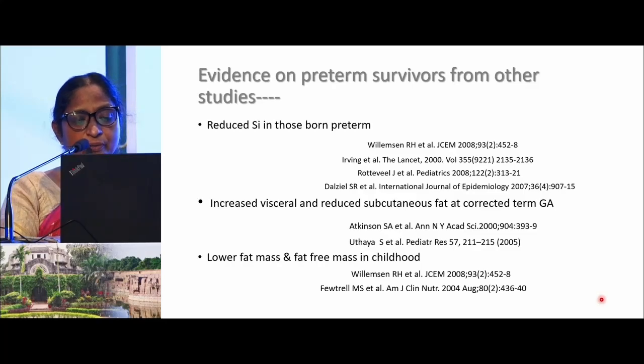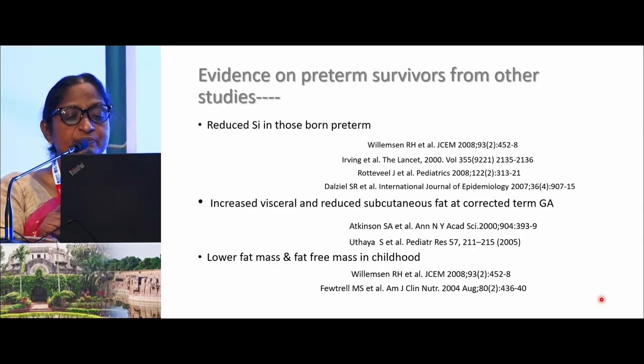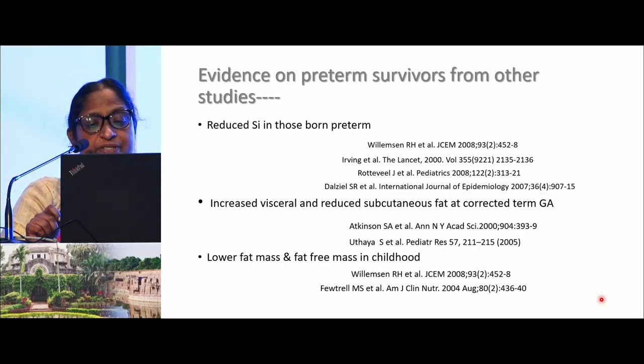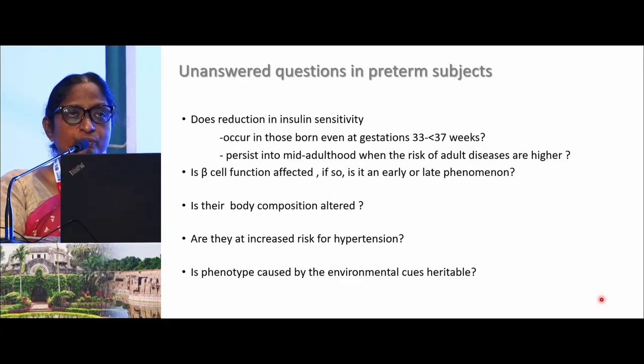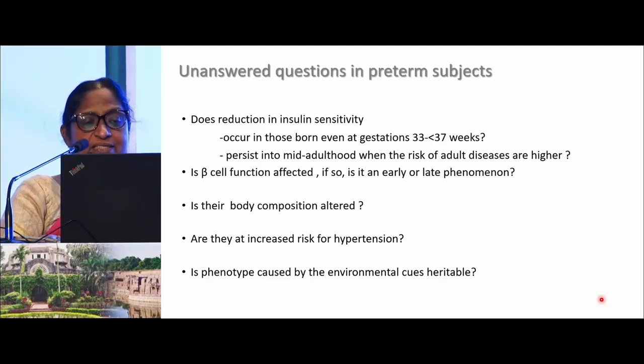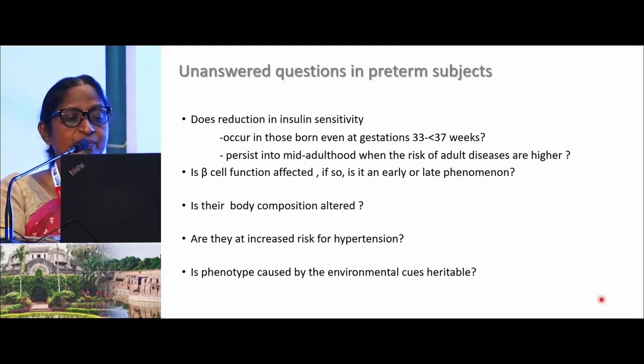But the data on body composition has been contrasting. Using sophisticated measures like MRI, they have shown increased visceral fat in preterm babies at their corrected gestational age. But in childhood, lower fat mass and fat-free mass has been reported in preterm survivors. All these data have been on those born very preterm, that is less than 32 weeks of gestation. So there were very many unanswered questions.